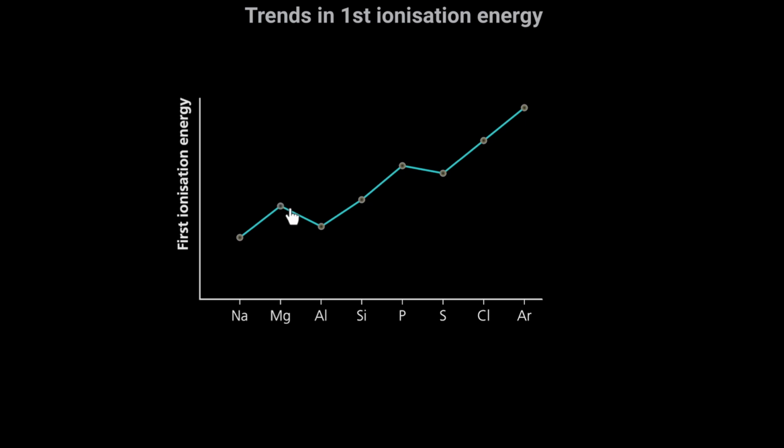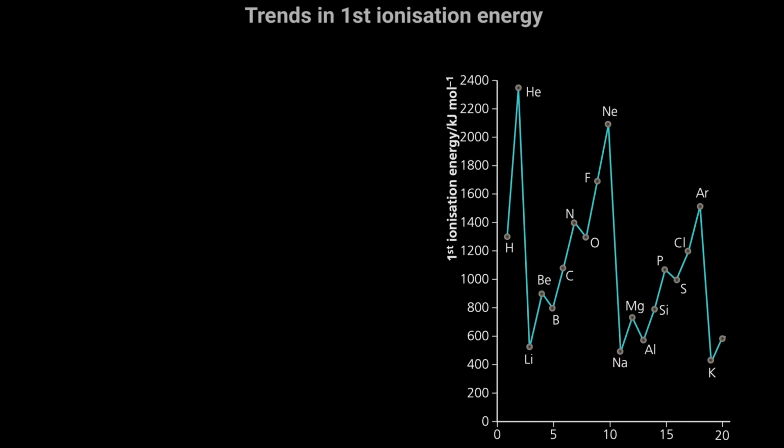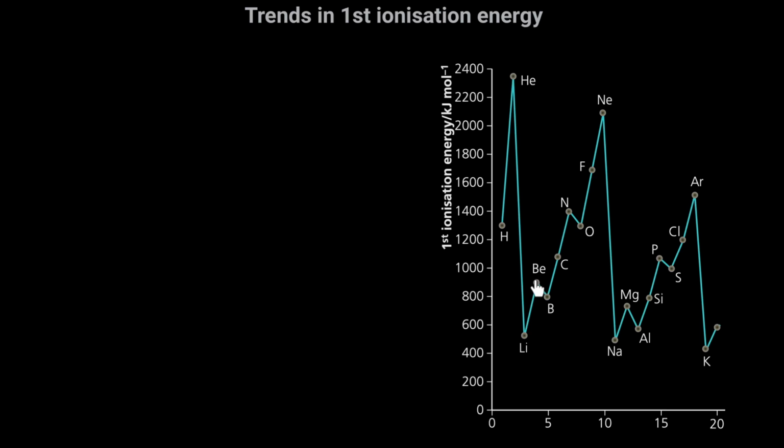So now we're going to answer the question as to why we see these exceptions. If we look at this in more detail, we don't just see these exceptions in period 3, from magnesium to aluminum and phosphorus to sulfur. We also see this exception in period 2. If you look at this graph, the first ionization energy is generally increasing across the period. But we see that it decreases from beryllium to boron, and it also decreases from nitrogen to oxygen.